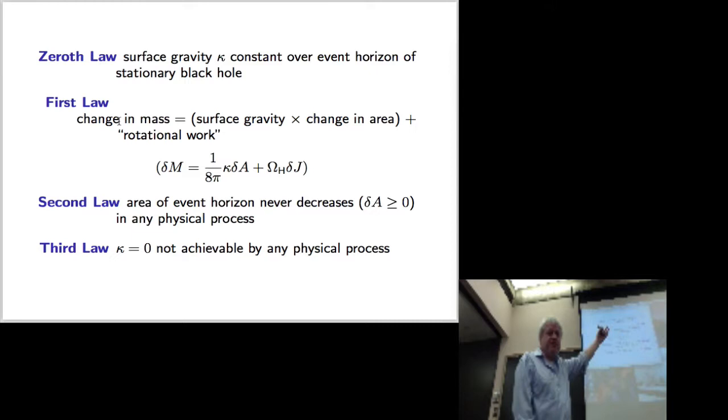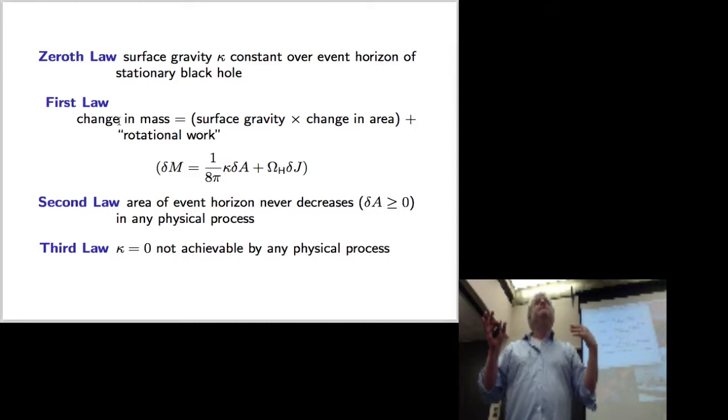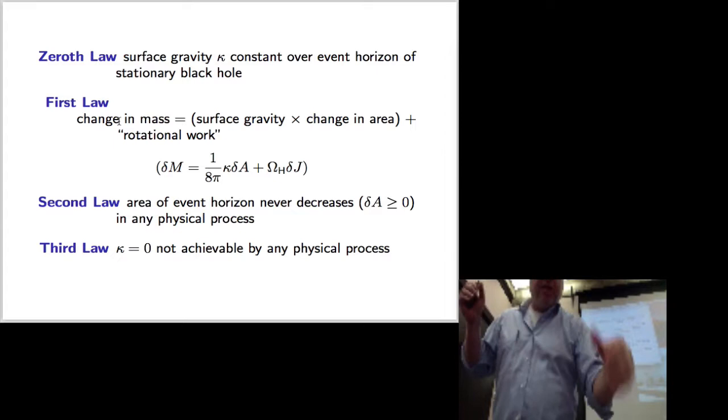Relativistically, mass is energy. And the rotational work term is identical to the same term in thermodynamical systems that do include rotational energy. And so it looks like what we have left is this heat term, that if one takes surface gravity again to be temperature and interprets it as a Gibbs term, then area should be entropy. That is buttressed by the second law, Hawking's area theorem: the area of an event horizon never decreases in any physical process. And again, the interpretation of surface gravity as temperature is buttressed by the third law, that extremal black holes, surface gravity equals zero, is not achievable by any physical process. So that's basically all the background that we need to keep in the back of our heads while we're working through Jacobson's and Padmanabhan's arguments.